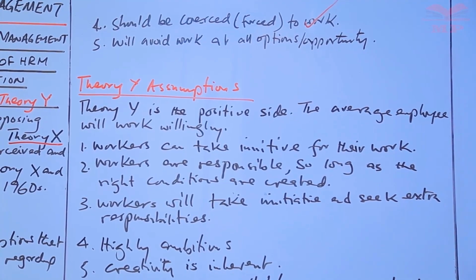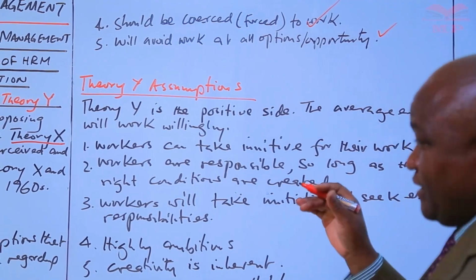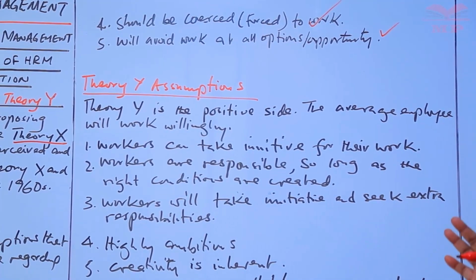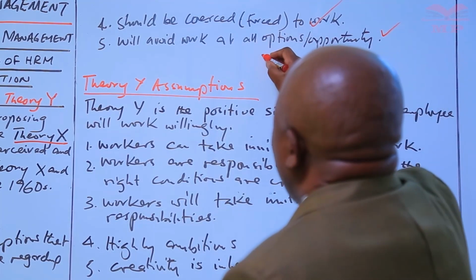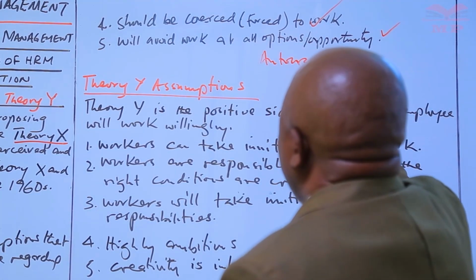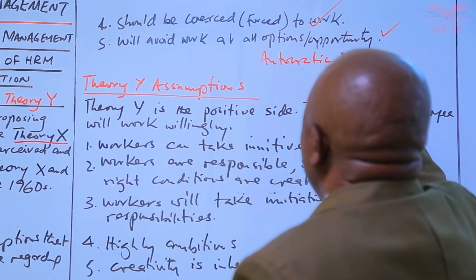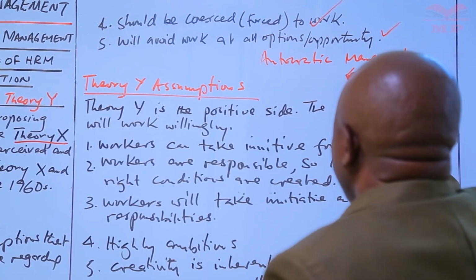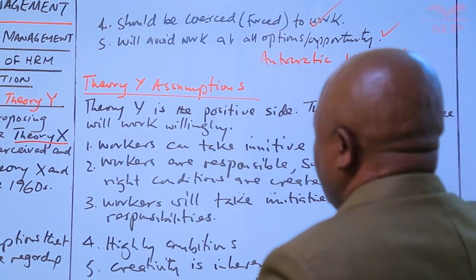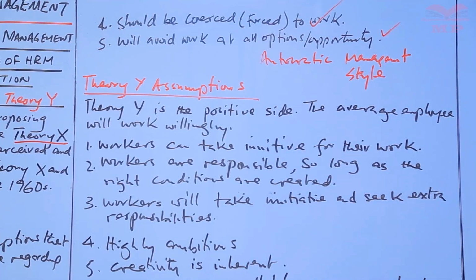This will make managers who manage employees with this kind of perspective adopt a dictatorial or autocratic management style. When workers are handled with that kind of style, sometimes it may create challenges. So that is as far as the theory X assumptions are concerned.